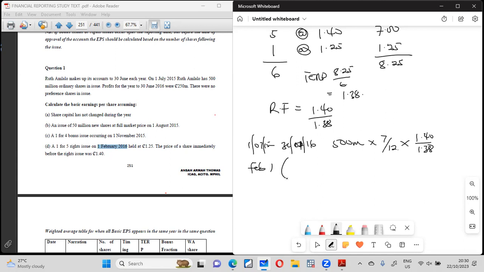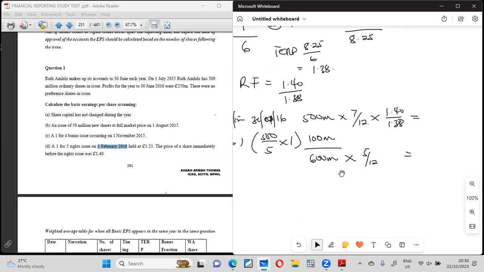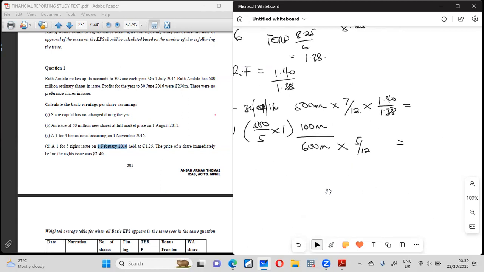Then on February 1, what is the rights issue? They said for every 5, we are getting an extra 1. So we have 500 million, and for every 5 we get an extra 1, so that one will be 100 million. That gives us 600 million, and that one will run for 5 over 12. So once we get that, we divide by. So 5, 12, 600. This side is 250.